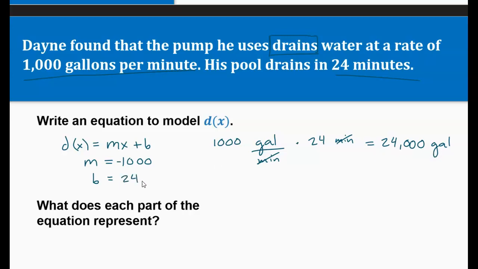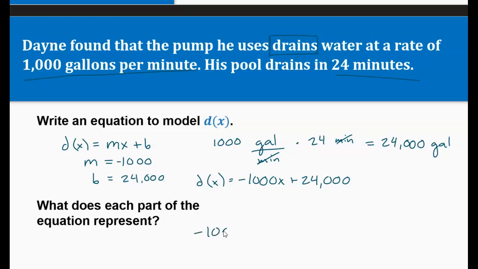B is 24,000. So we put that all together and we get this equation. D of x equals negative 1,000x plus 24,000. And it asks us, what does each part of the equation represent? What does this number represent and what does this number represent?